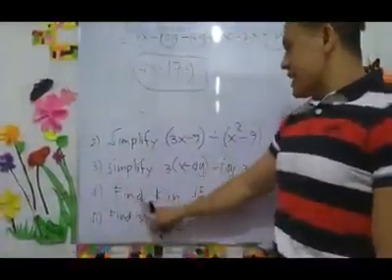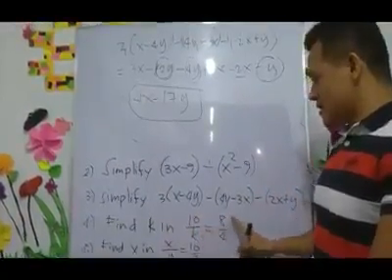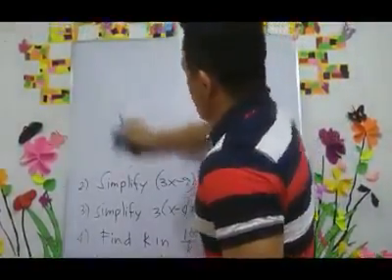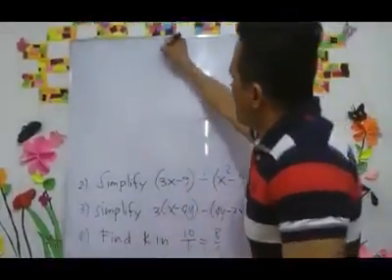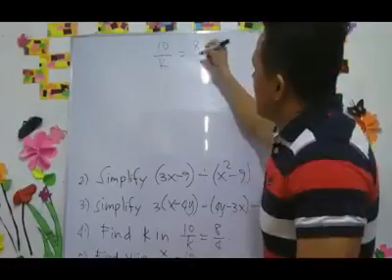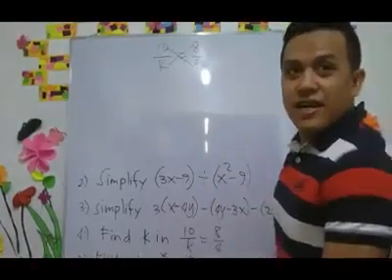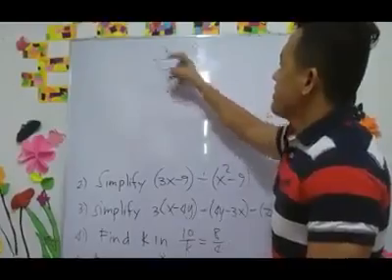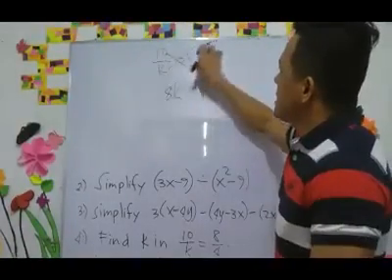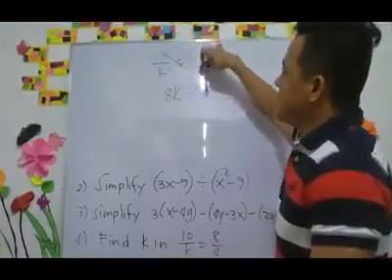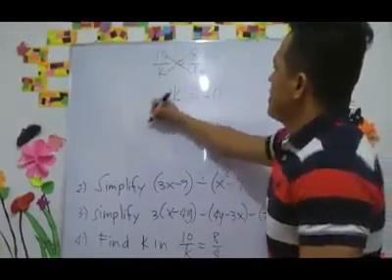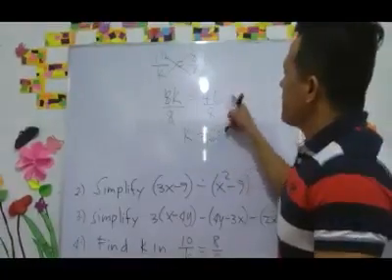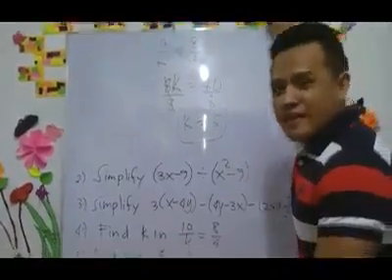Next one. Find k in 10 over k is equal to 8 over 4. This is a ratio and proportion problem. We are going to solve it this way. Just cross multiply. k times 8 is 8k, and 4 times 10 is 40. So 8k is equal to 40. We're going to divide by 8 on both sides because we're solving for k. So k is 40 divided by 8, that is 5. Our k is 5. There you go.